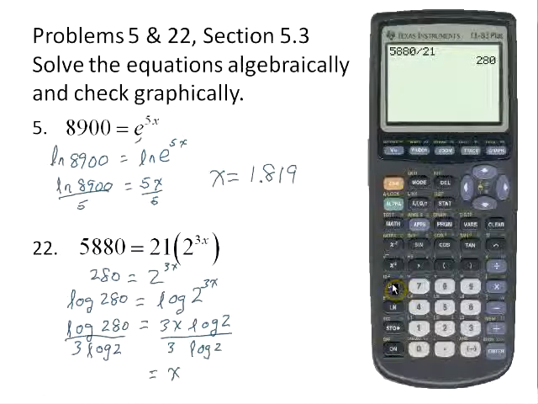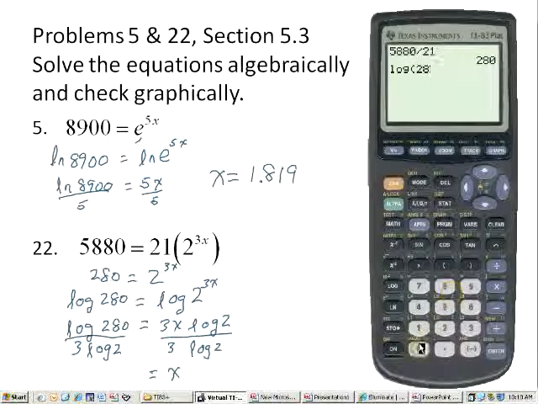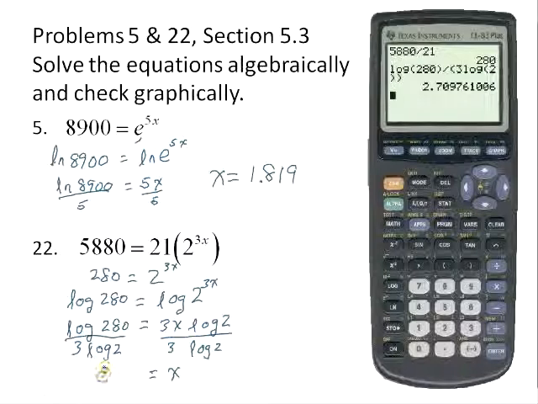And going to the calculator now, if I put in logarithm of 280, make sure you close your parentheses, divided by, and I need to divide by both the 3 and the logarithm of the 2, so I put in an extra set of parentheses. My answer for this then is approximately 2.710. So going back down here, we have 2.710. And that's a decimal point, not a comma. And this completes both exercises 5 and 22 from section 5.3, solving equations algebraically.